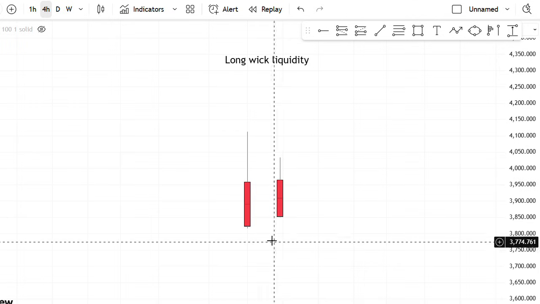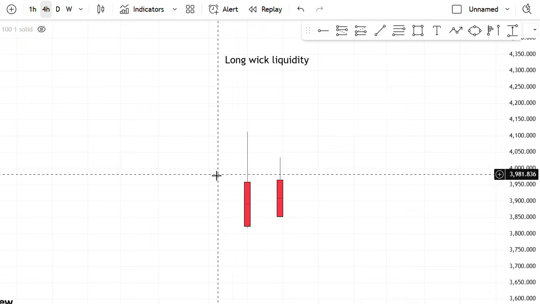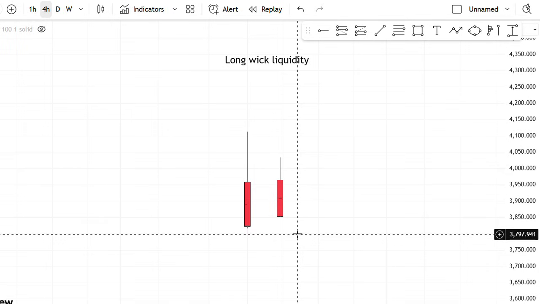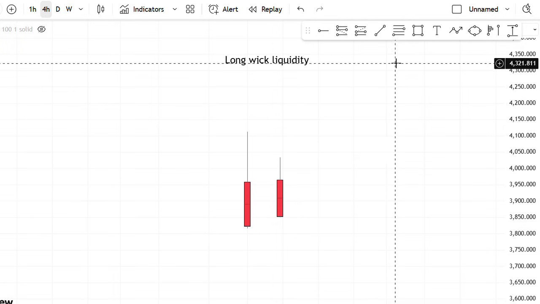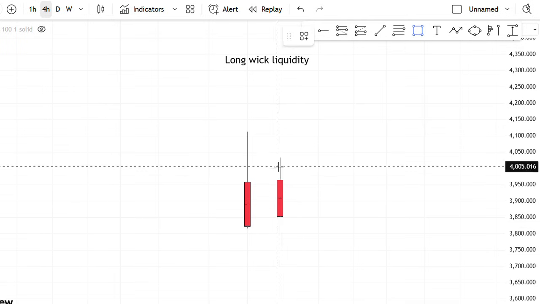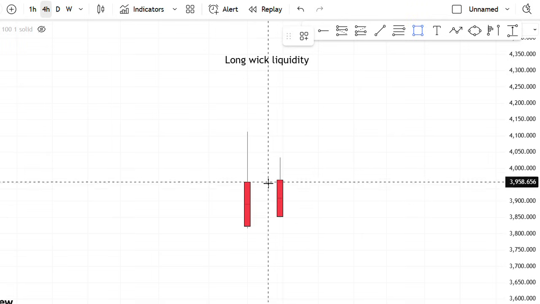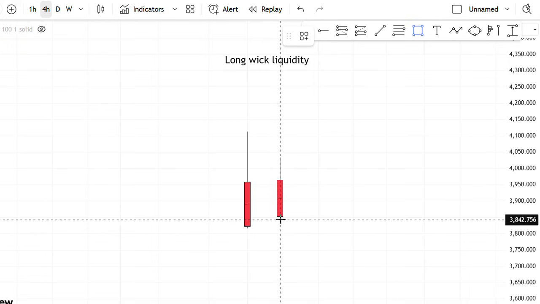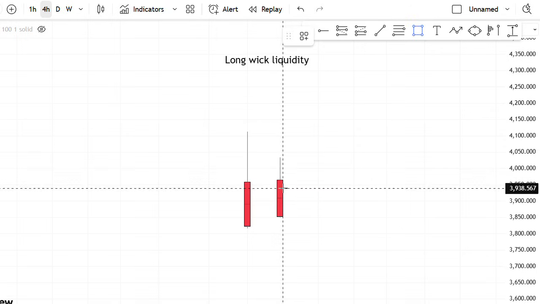So in this example, you can see both candlesticks have a wick. How do you know which one to use? How do you know which one is valid? First and foremost, this is not a long wick liquidity. This is just a rejection from the market. Why do I say it's a rejection? Because the body of the candlestick is bigger than the wick. So this is not a long wick liquidity.